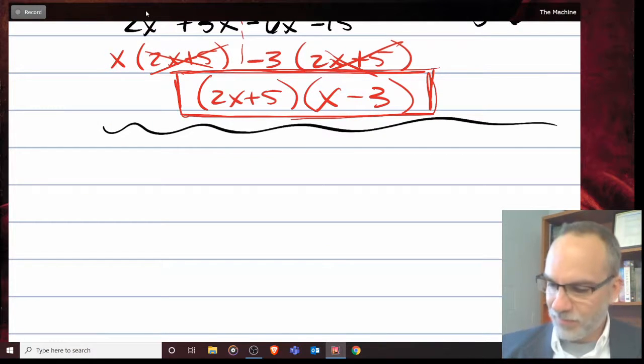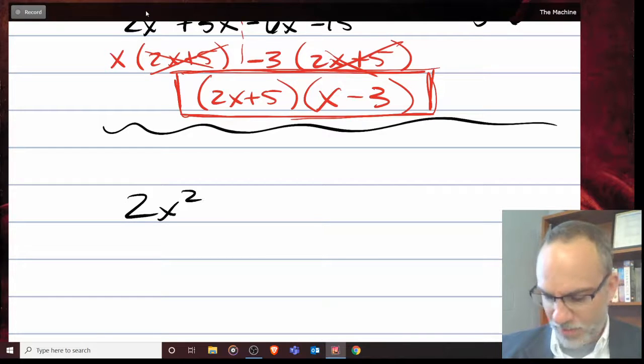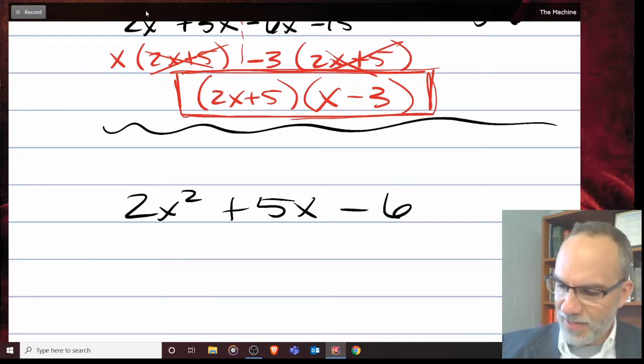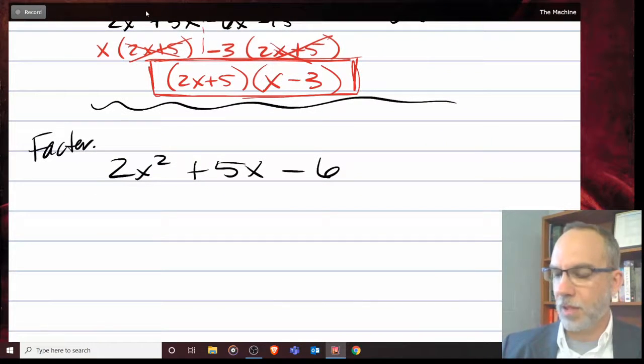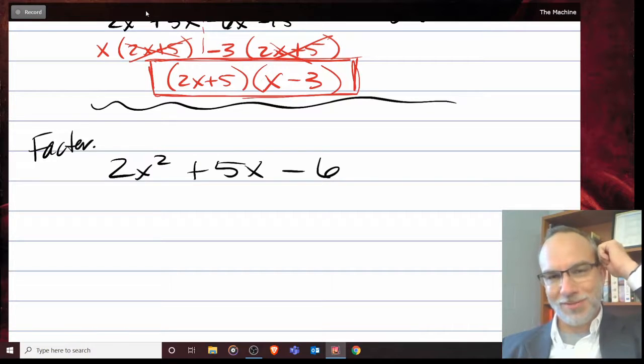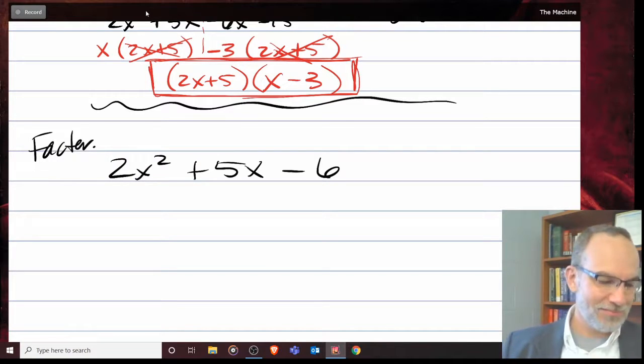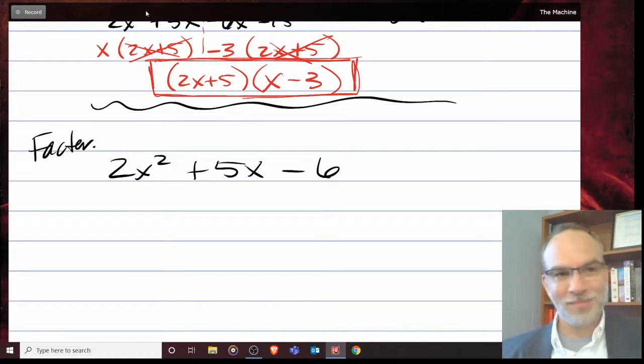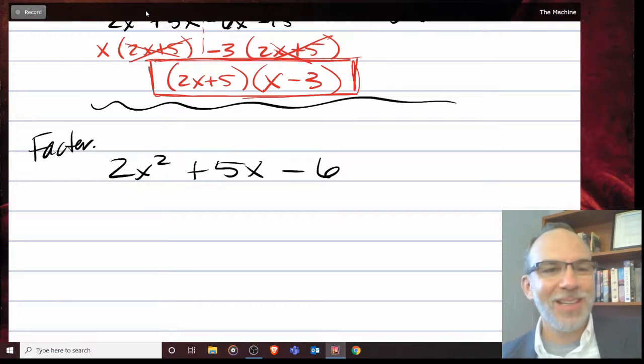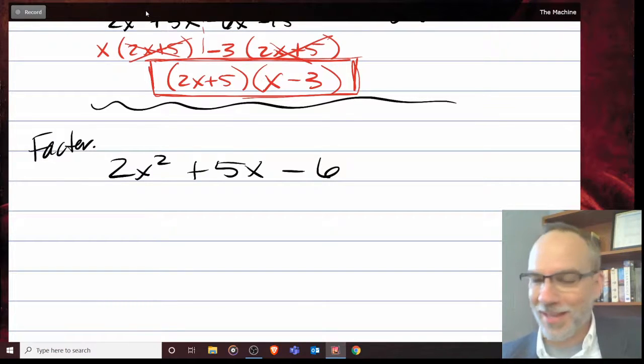Well, let's try this one. Let's try 2x squared plus 5x minus 6. Factor that one. Press pause on the video. Go ahead and try it yourself. See what you get. Are you back? How'd it go?